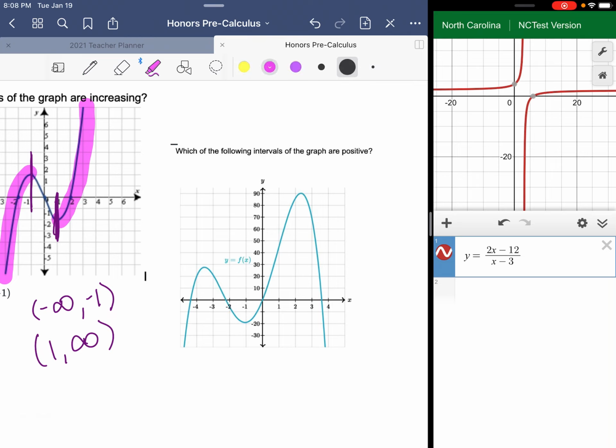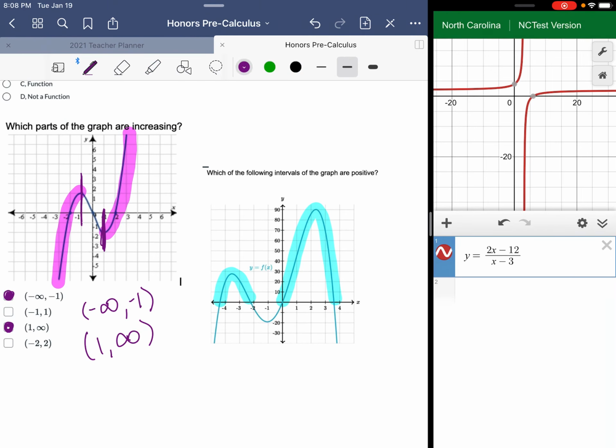Now, for the next one, it wants to know which one of these is a positive interval. In order for it to be positive, it means it's above the x-axis. So anything above the x-axis is a positive interval of the graph. I'm going to estimate here. Obviously, on your test, you're going to know exactly what values you're looking at, or it's going to be multiple choice. So this interval is going to fall, we'll say, from negative 4.5 to negative 2.3-ish. And then this other interval is positive from 0, and it's going to stay positive until about 3.25.